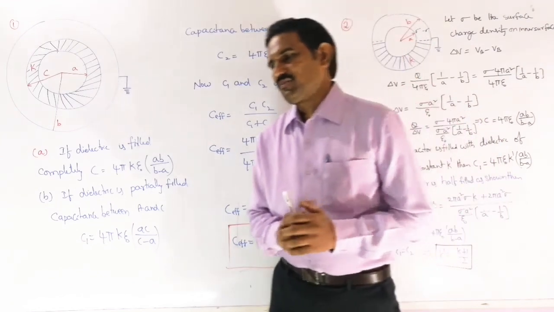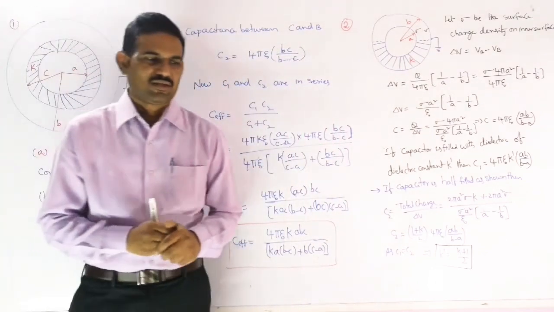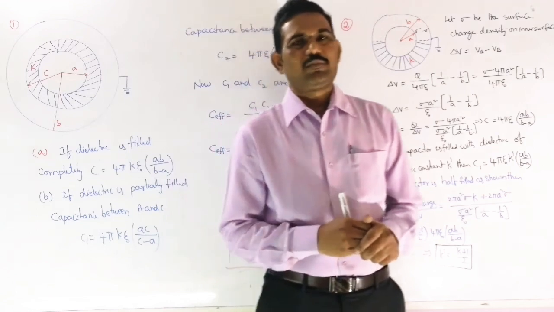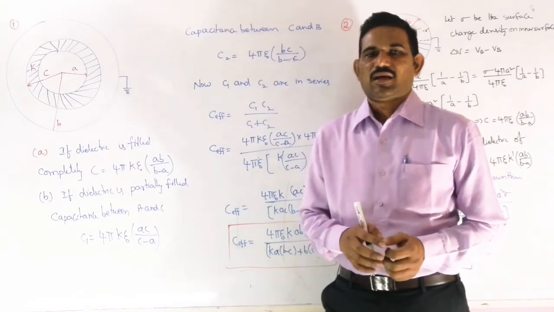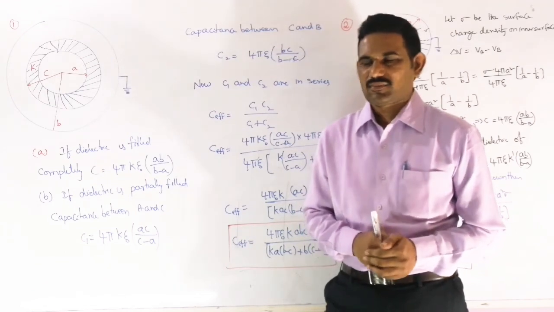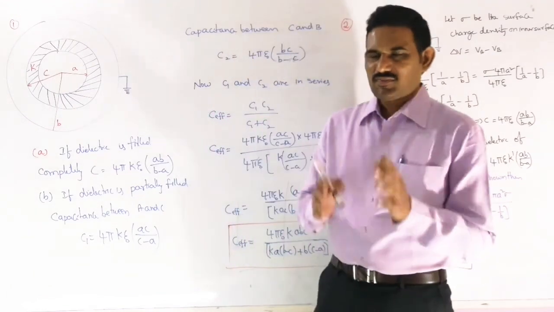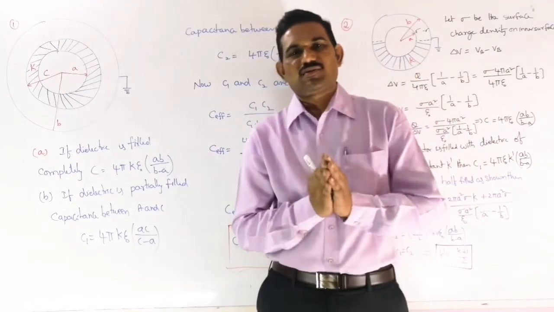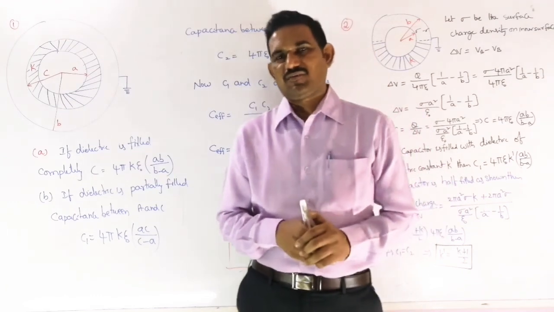if the space between the shells is filled partially, as shown in the figure. That means we need to find the capacitance of the system, that is, the two concentric spherical shell system, when it is completely filled with the dielectric and when it is partially filled with the dielectric.